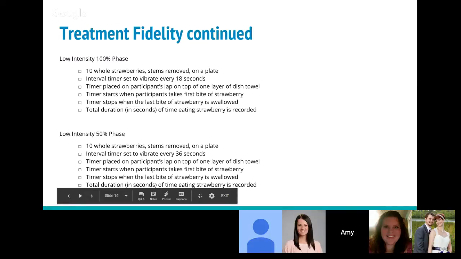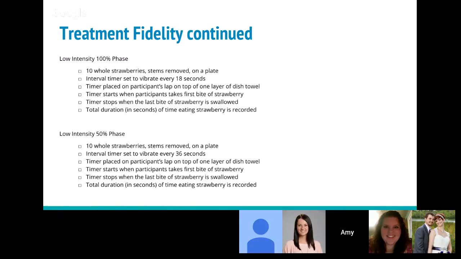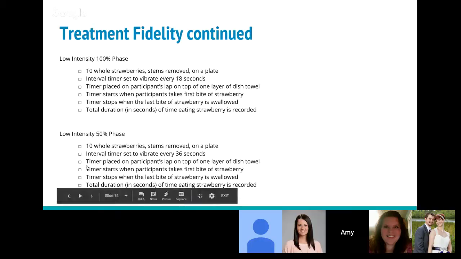For low intensity 100% phase, again, 10 strawberries, the timer is set to vibrate every 18 seconds. It's placed on the lap with one layer of a dish towel. It starts with the first bite of strawberry and ends when the last bite is swallowed. And the duration is in seconds.